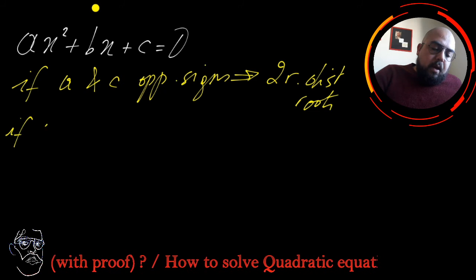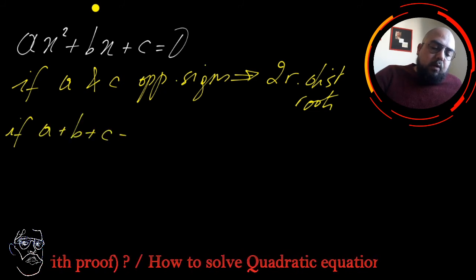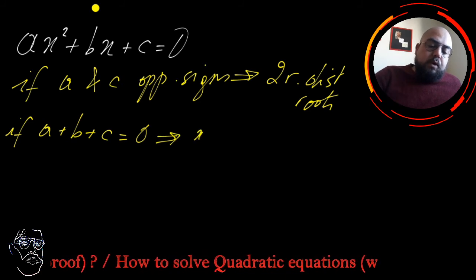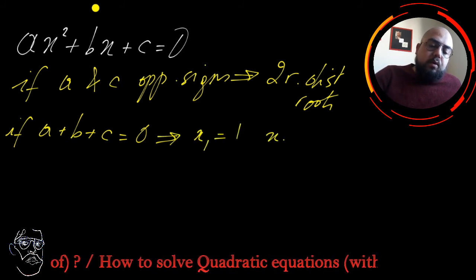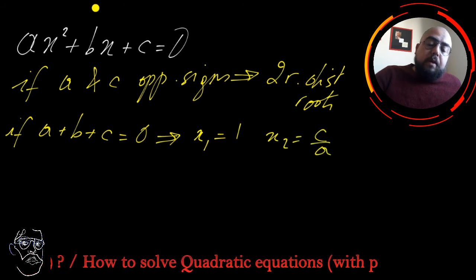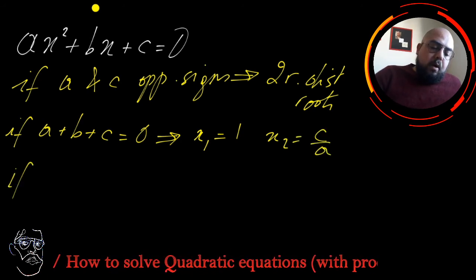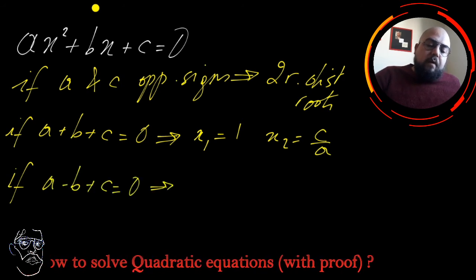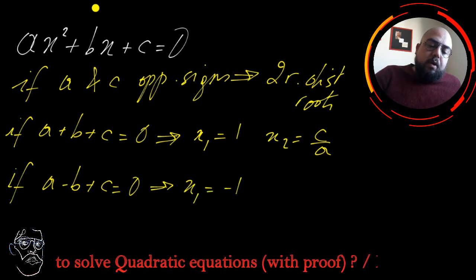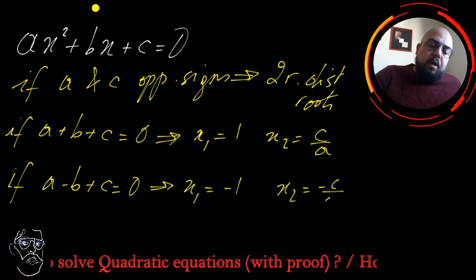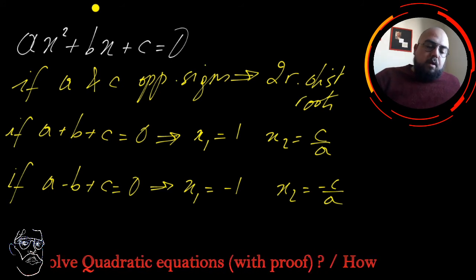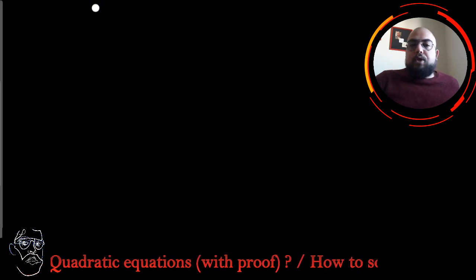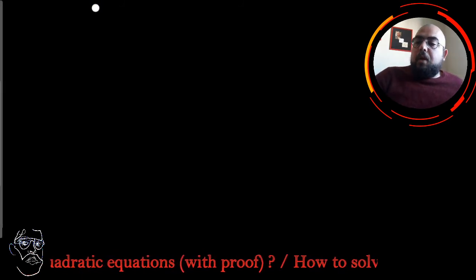What if a plus b plus c is equal to 0? Very simple. You will have two real roots such that x1 is equal to 1 and x2 is equal to c over a. I'm going to take some examples. And what if a minus b plus c is equal to 0? In this case, you will have x1 is equal to minus 1, x2 is equal to minus c over a. So, last two examples, and we're gonna finish this video.